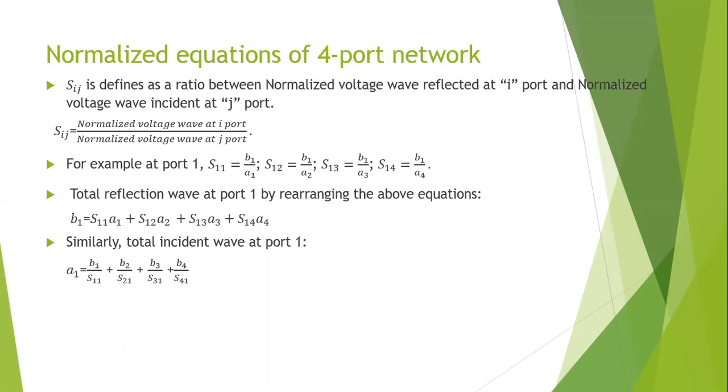If you want to calculate the total reflected wave at port 1, we just have to rearrange the above equations, and we get the total reflected wave B1 equal to S11 multiplied with A1 plus S12 multiplied with A2 plus S13 multiplied with A3 plus S14 multiplied with A4. Similarly, for the total incident wave, we get a similar equation if we rearrange: A1 equal to B1 divided by S11 plus B2 divided by S21 plus B3 divided by S31 plus B4 divided by S41.